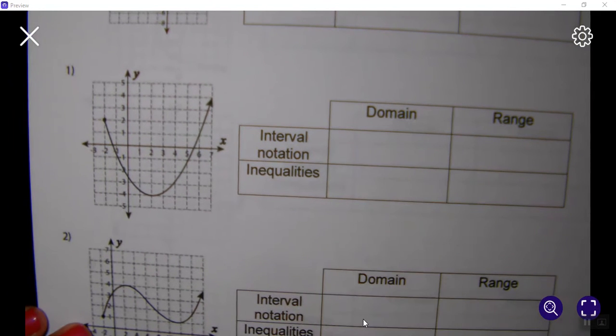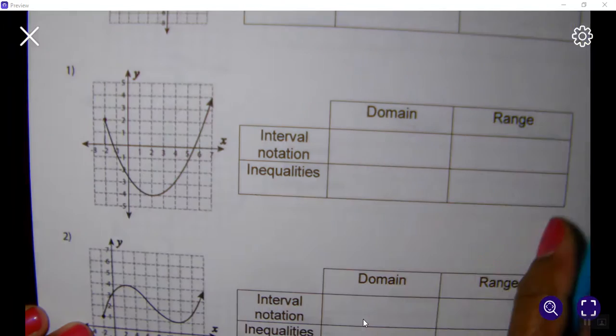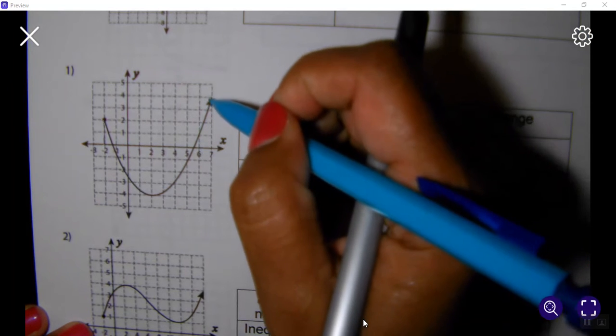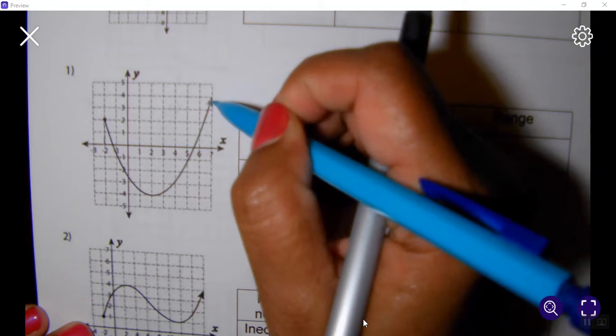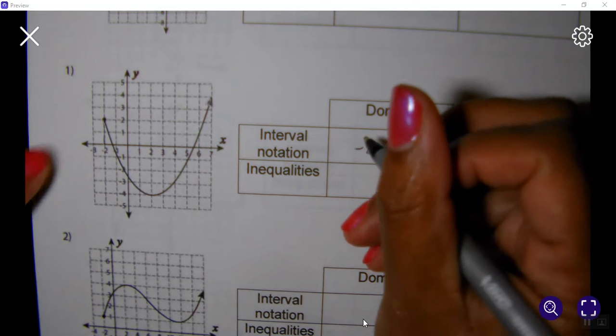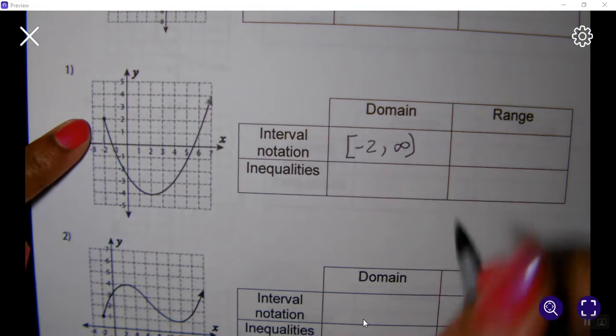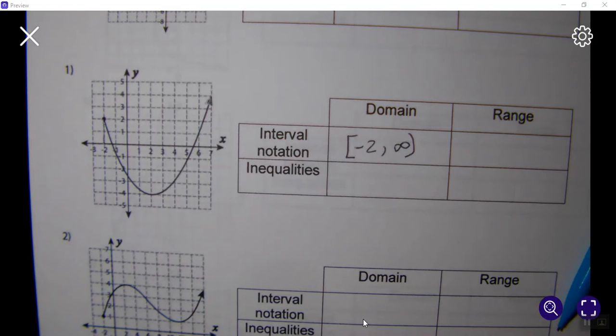The domain, the same idea, we're going to start on the leftmost, it's at -2. And then the rightmost, since there's an arrow, it keeps on going to the right, which means that it keeps going to positive infinity. At -2, there's a closed circle, so I'm going to put a bracket. And by default, infinities are always open. You never put a bracket for infinity.